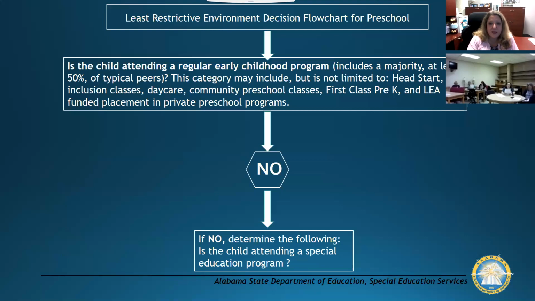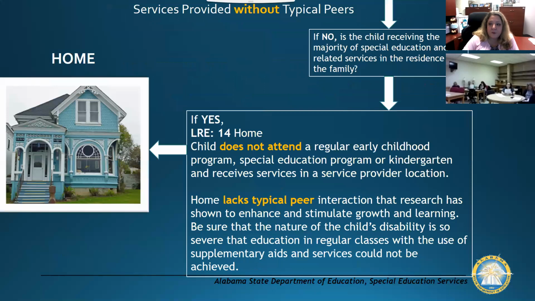So again, we want to look at what kind of program or where is he. For Robert, he's receiving all of his special education services in the family residence. And of course, this means that all your providers are going to Robert's home to deliver services. So is he receiving his services in the residence? Yes. So for him, the LRE code is 14. 14 is very restrictive because it doesn't foster typical peer interaction that all the research has shown us stimulates his growth and learning. You probably want to reserve this LRE code for medically fragile students. LRE 14 is not to be used for convenience of parents or service providers or because of transportation issues.